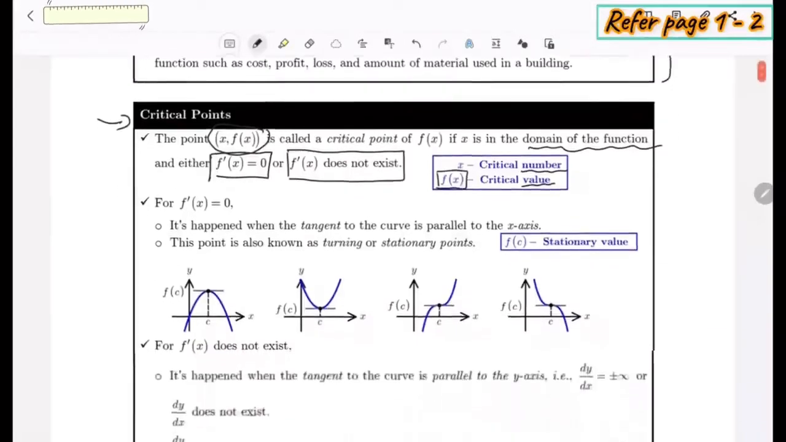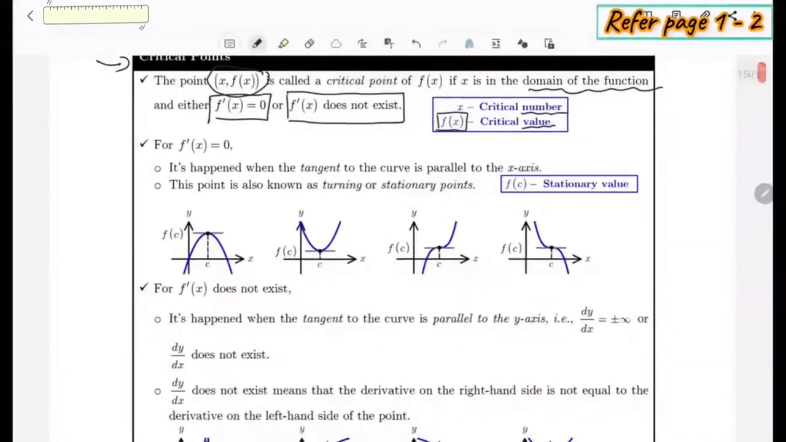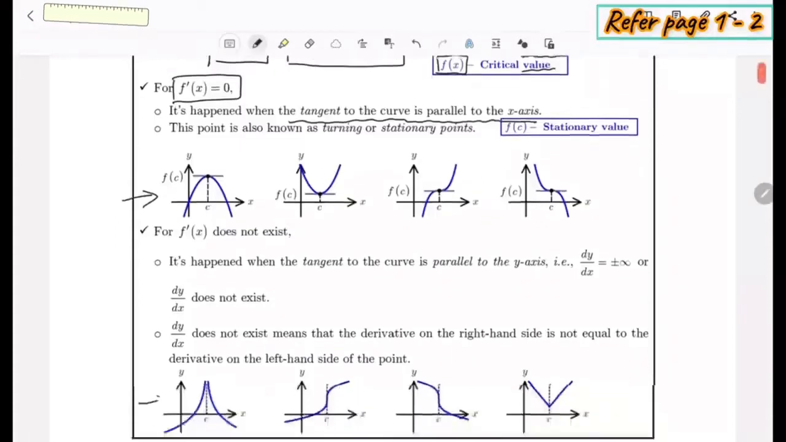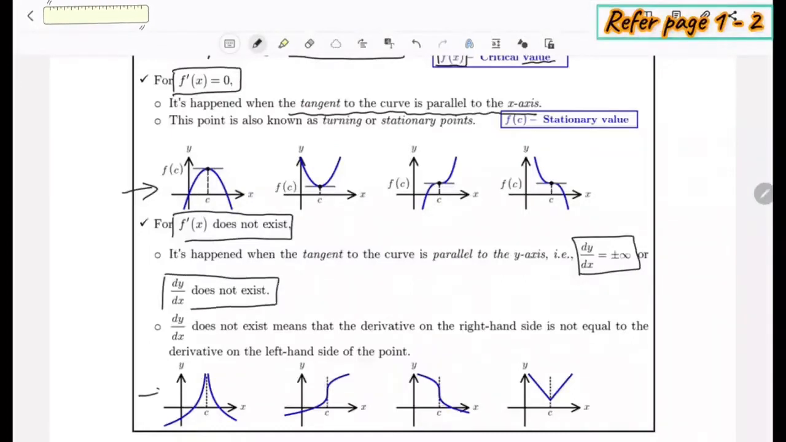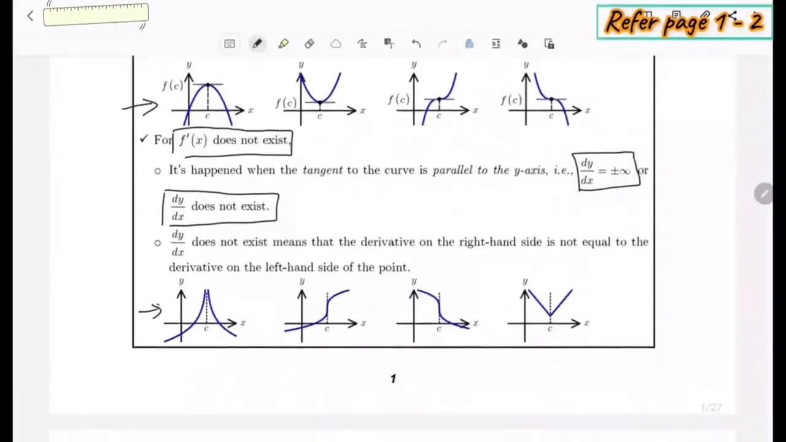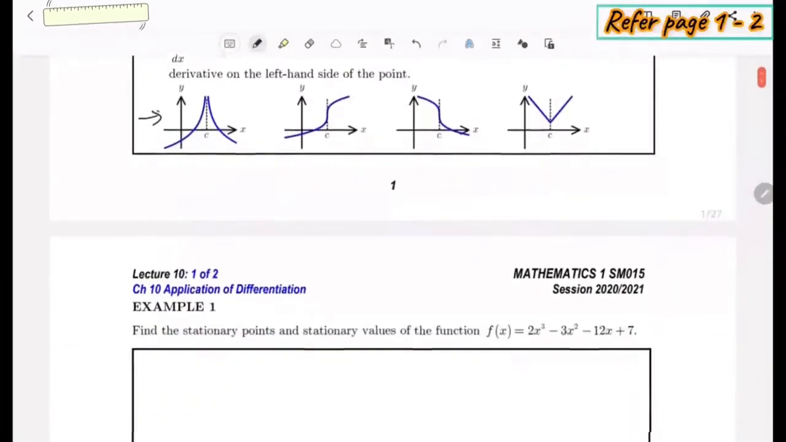Okay, so we have two conditions. When f prime x equals 0, that's where the tangent to the curve is parallel to the x-axis, so we can refer to these diagrams. And also we have f prime x does not exist. That's when dy/dx equals plus or minus infinity, or dy/dx does not exist. You can also refer to these graphs. Let's continue to the first example.